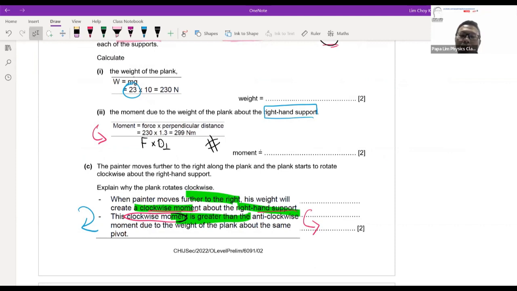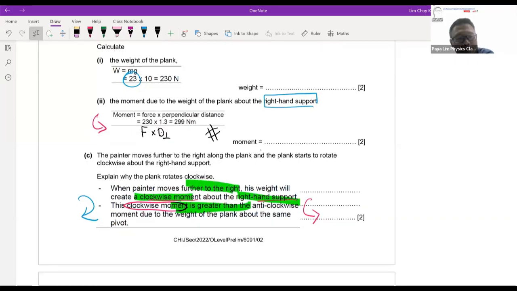Okay, so just take note of how we analyze the rotations based on the movement of the weight and the movement of the perpendicular distance. The important keywords we are looking at are where we identify the clockwise moment, and which moment is larger than the anti-clockwise moment.